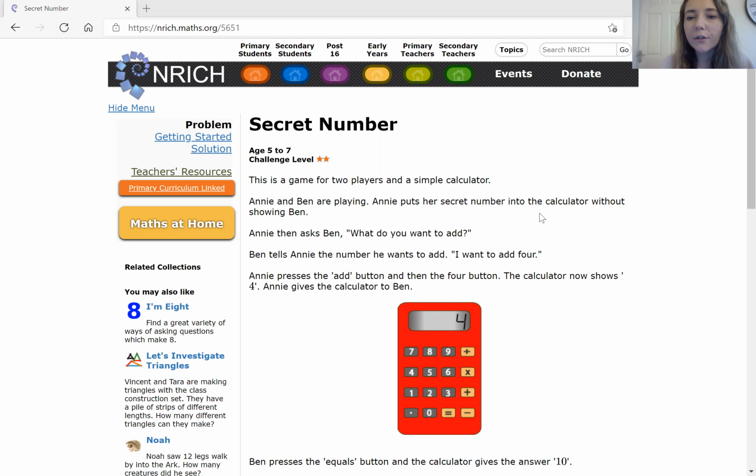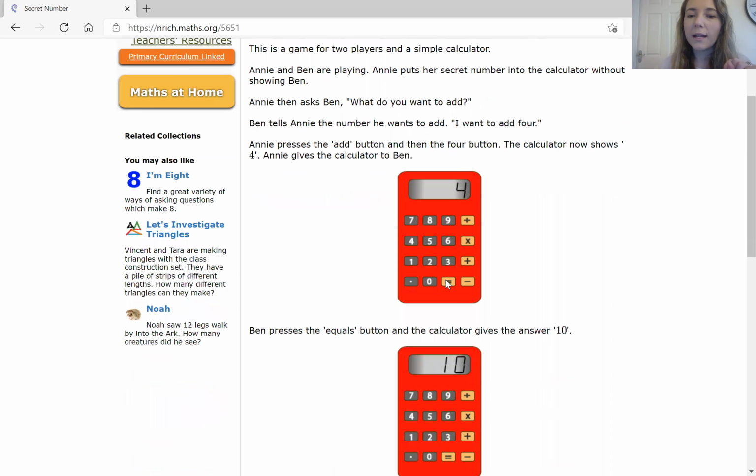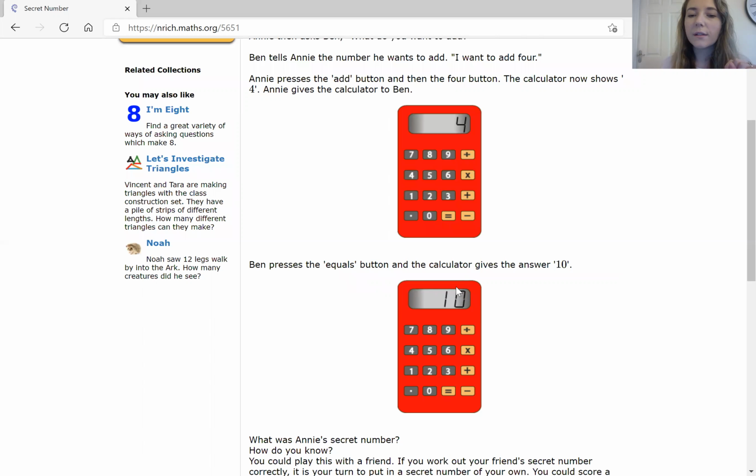So Annie and Ben are playing this game. Annie puts her secret number into her calculator without showing Ben. And then Annie asks Ben, what do you want to add to the number that she had already put in the calculator? Ben tells Annie that he wants to add the number 4. So Annie presses the add symbol on the calculator, presses the 4, and then presses equals. And when he presses equals, the answer is 10.